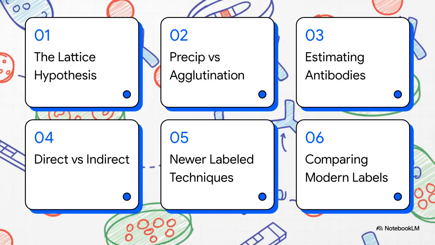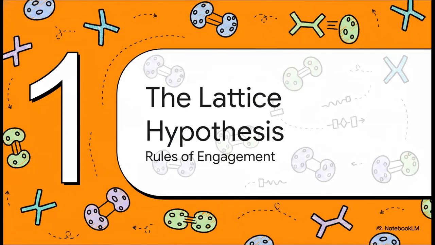Here is a quick look at our agenda for today. We'll cover the antigen-antibody lattice hypothesis, precipitation versus agglutination methods, estimating antibodies using titer values, direct versus indirect agglutination, newer techniques utilizing labeled molecules, and we'll wrap up by comparing modern immunoassay labels. Section 1, the antigen-antibody lattice hypothesis.